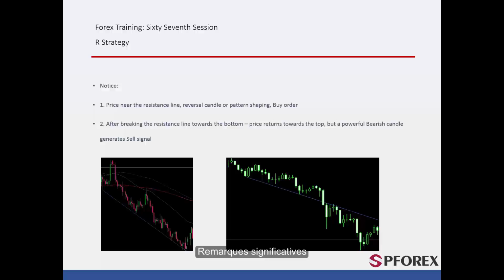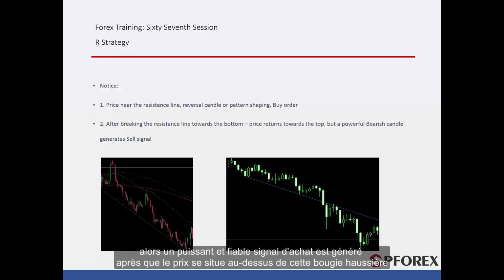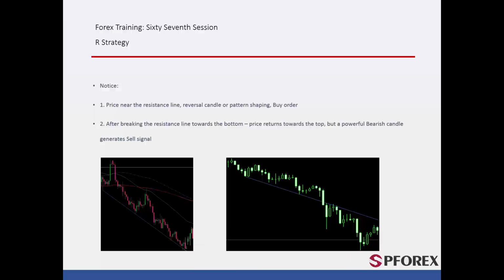Significant notifications. 1. When price declines towards the resistance line without crossing anything, if a powerful bullish candle forms near a resistance line, then a powerful and reliable buy signal is generated after price goes higher than that bullish candle. On the left graph, price could not cross the descendant resistance line for a long time, and after it falls near this line, a bullish hammer candle has formed.